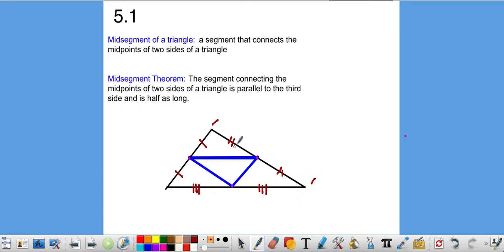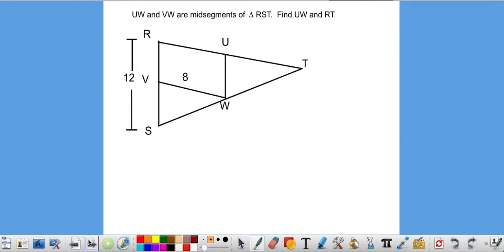So in theory, it's actually just the length of one of these little chunks. So this length here is the same length as that. This length here is the same as this. And this length here is the same as each of those. That's really the only rule today. It's going to be a pretty quick lesson.